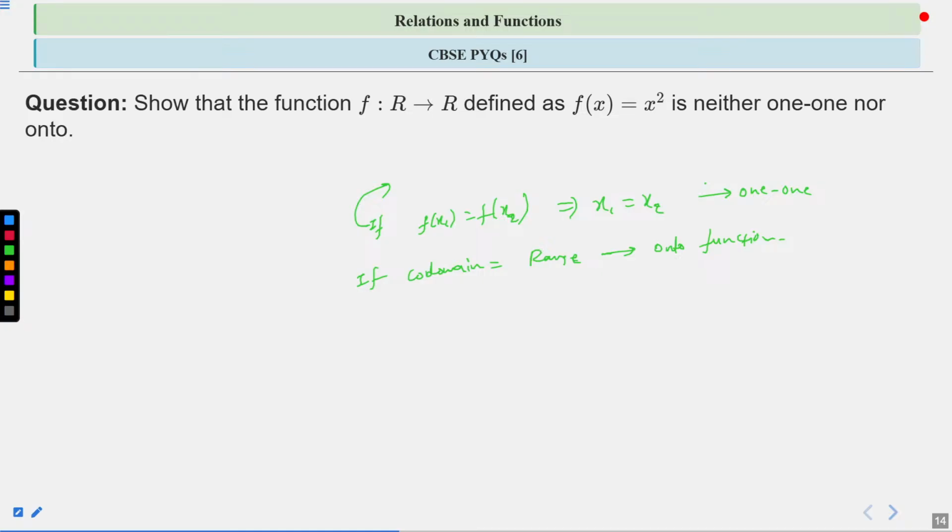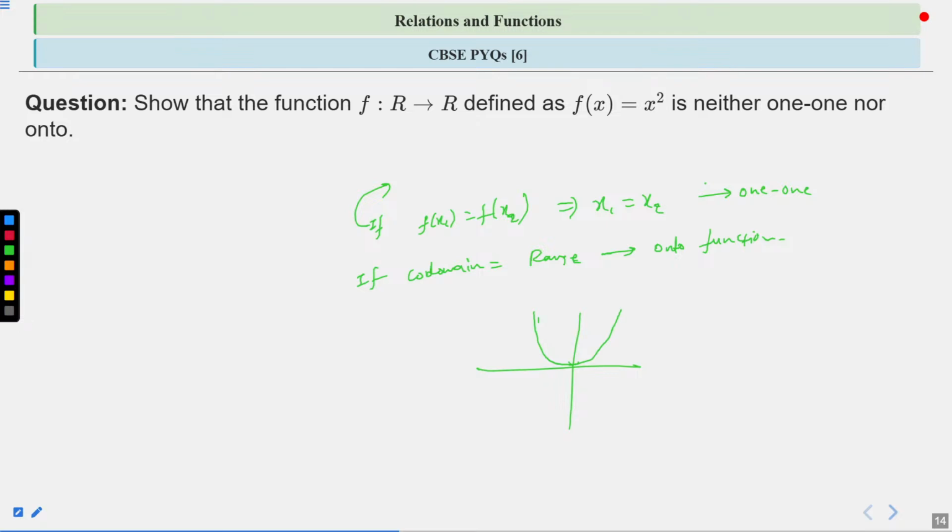Another method to find whether the function is one-one is to draw the graph. If we can easily draw the graph of the function, we can easily say whether the function is one-one or not, right? What is the graph of the function y equal to x square? This one. Clear? This is the graph of y equal to x square.